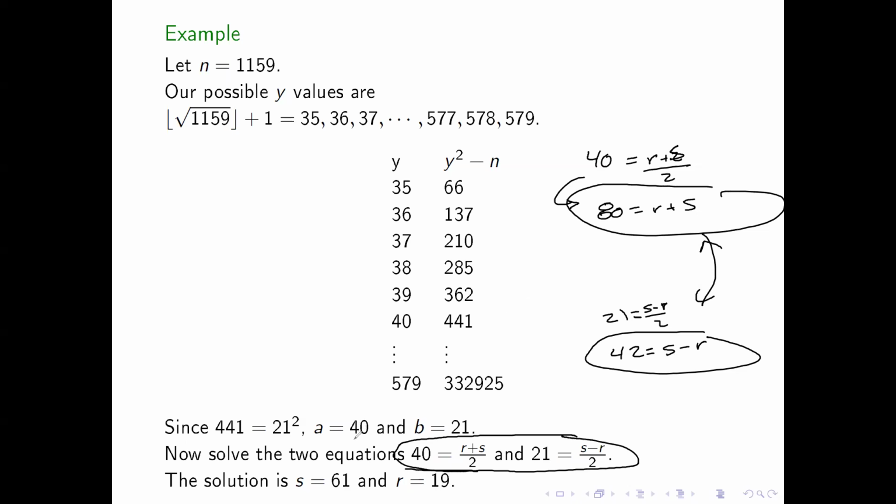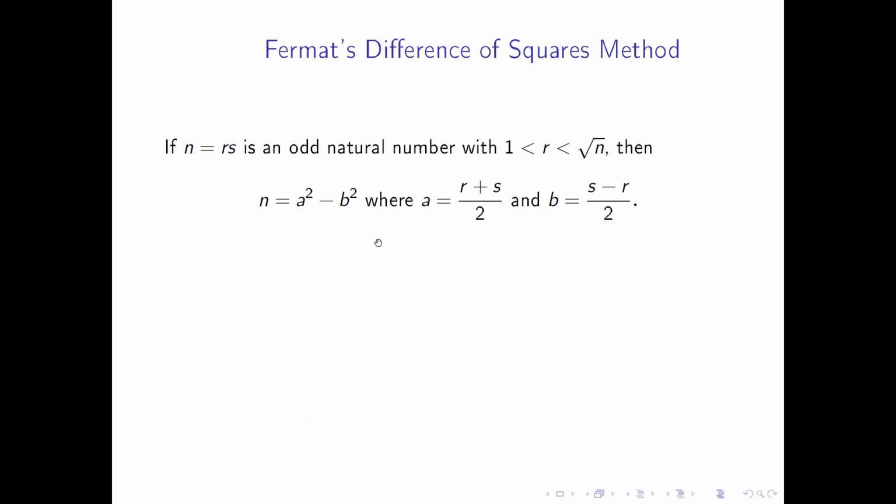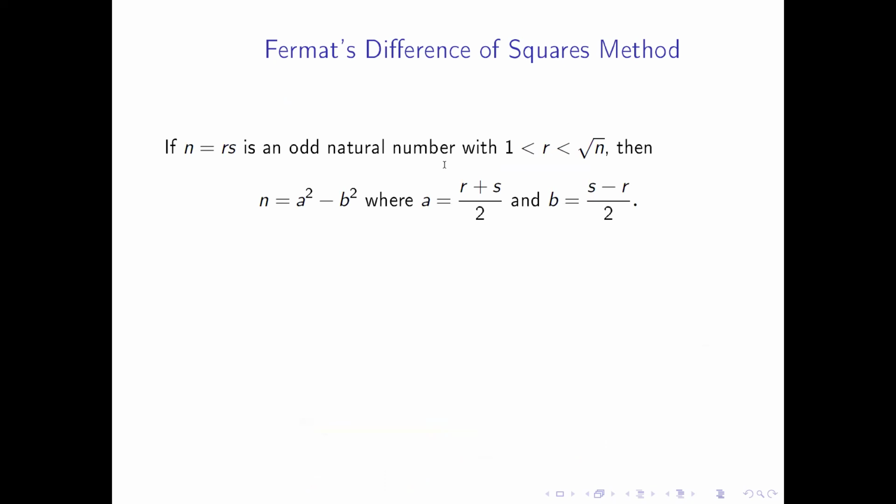Now you may also notice that a plus b is s, and a minus b is r. So both ways we get our answer, we can work this out, and we have thus solved our equations. All right, so hopefully it's making a little bit of sense about how this strategy works. So again, this factorization is Fermat's difference of squares. It will work for all odd natural numbers.